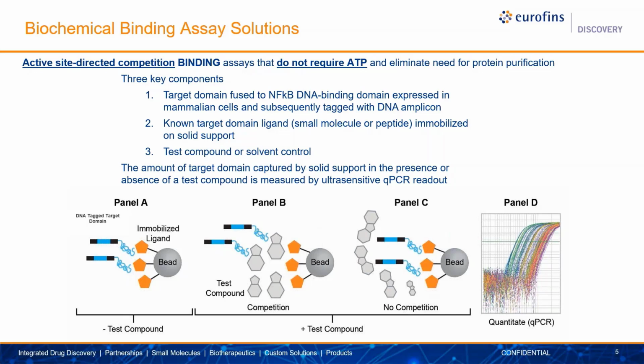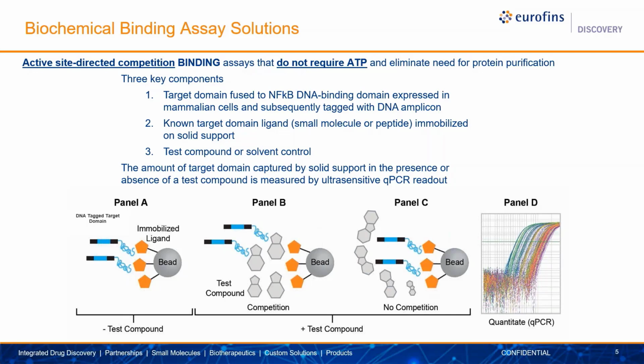After washing of the beads and dilution of residual protein bound to the solid support, the amount of DNA tagged protein is quantified via an ultra-sensitive qPCR readout. In the presence of a competitor test compound, the final qPCR readout is expected to have a low signal. In the presence of a solvent control, very little protein is competed off the solid support. After washing of the beads, dilution of residual protein bound to the solid support, and qPCR quantification of the DNA tagged protein, the assay signal is expected to remain high.